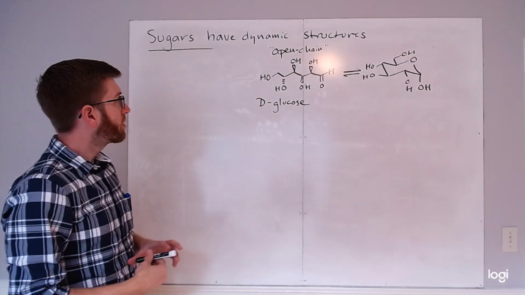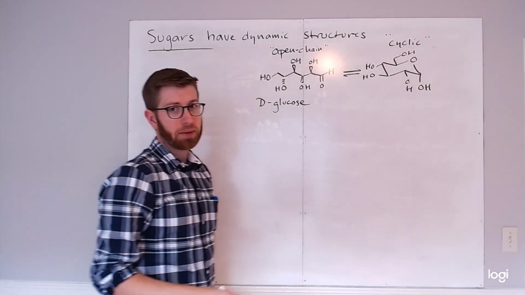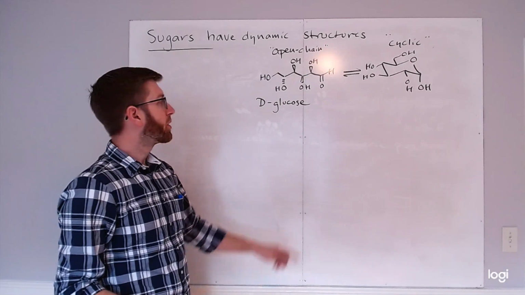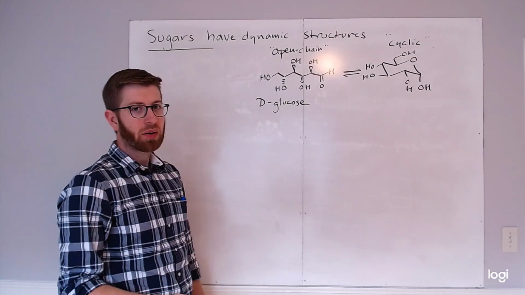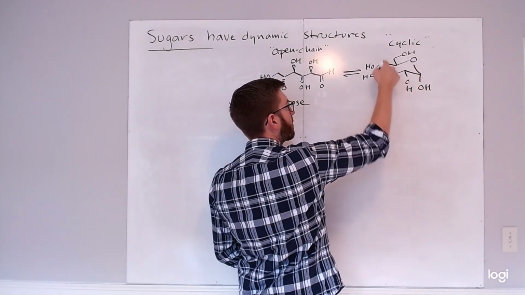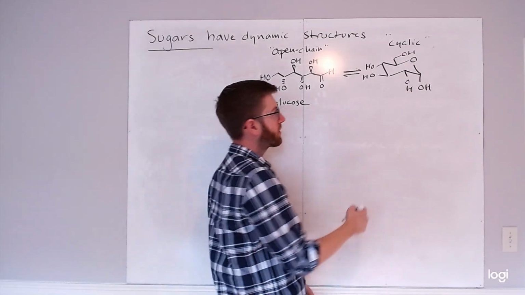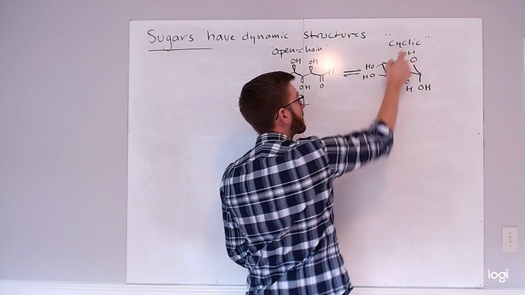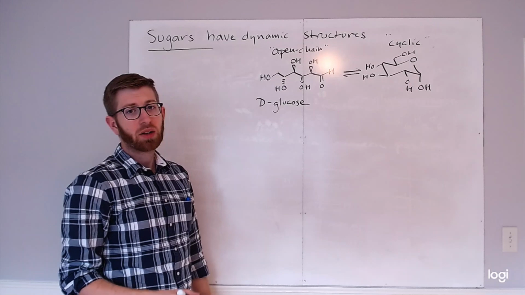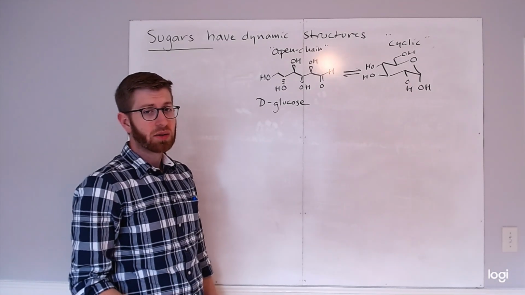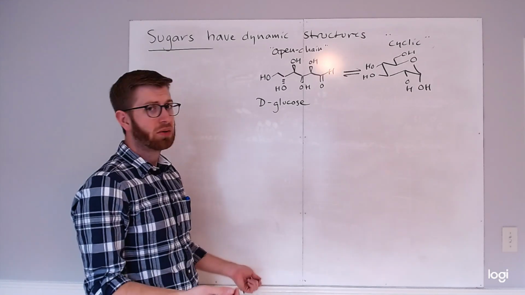So this structure here we're going to call a cyclic form, meaning that it contains a ring. And it turns out that it's an isomer of D-glucose because its molecular formula is the same. So you could count carbons, 1, 2, 3, 4, 5, 6, and you find 6 carbons, just like we did in D-glucose. You could count oxygens, 1, 2, 3, 4, 5, 6, and you find 6, just like we did in D-glucose. And you could count hydrogens as well, and you'd find 12, just like we did in D-glucose. So we know that this must be very similar to D-glucose.